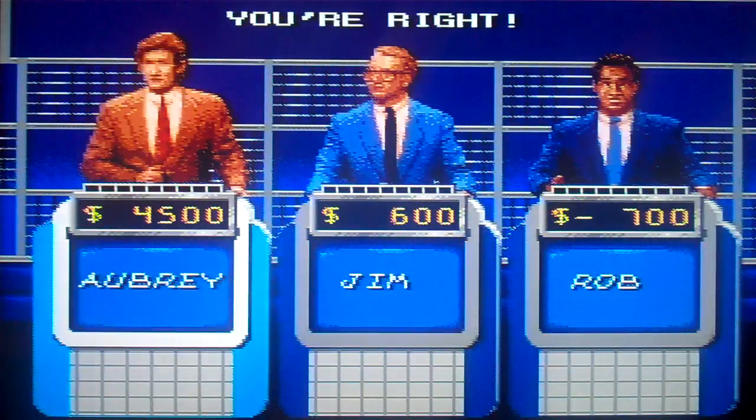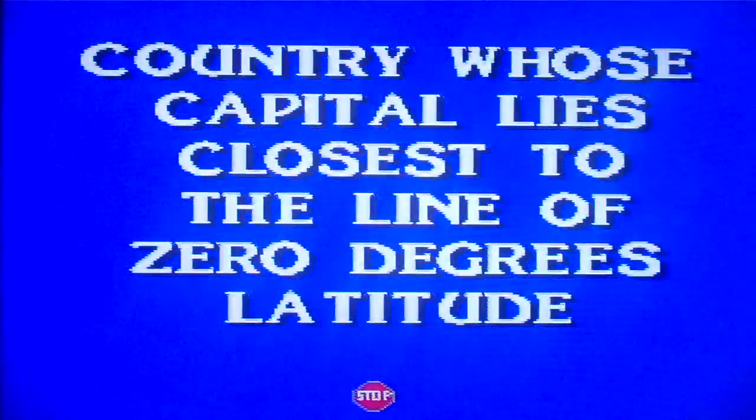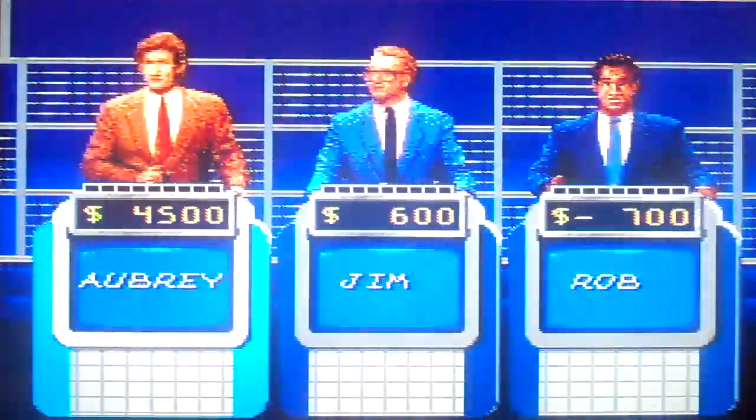South America, 400. The answer is: Country whose capital lies closest to the line of 0 degrees latitude. What is Ecuador?